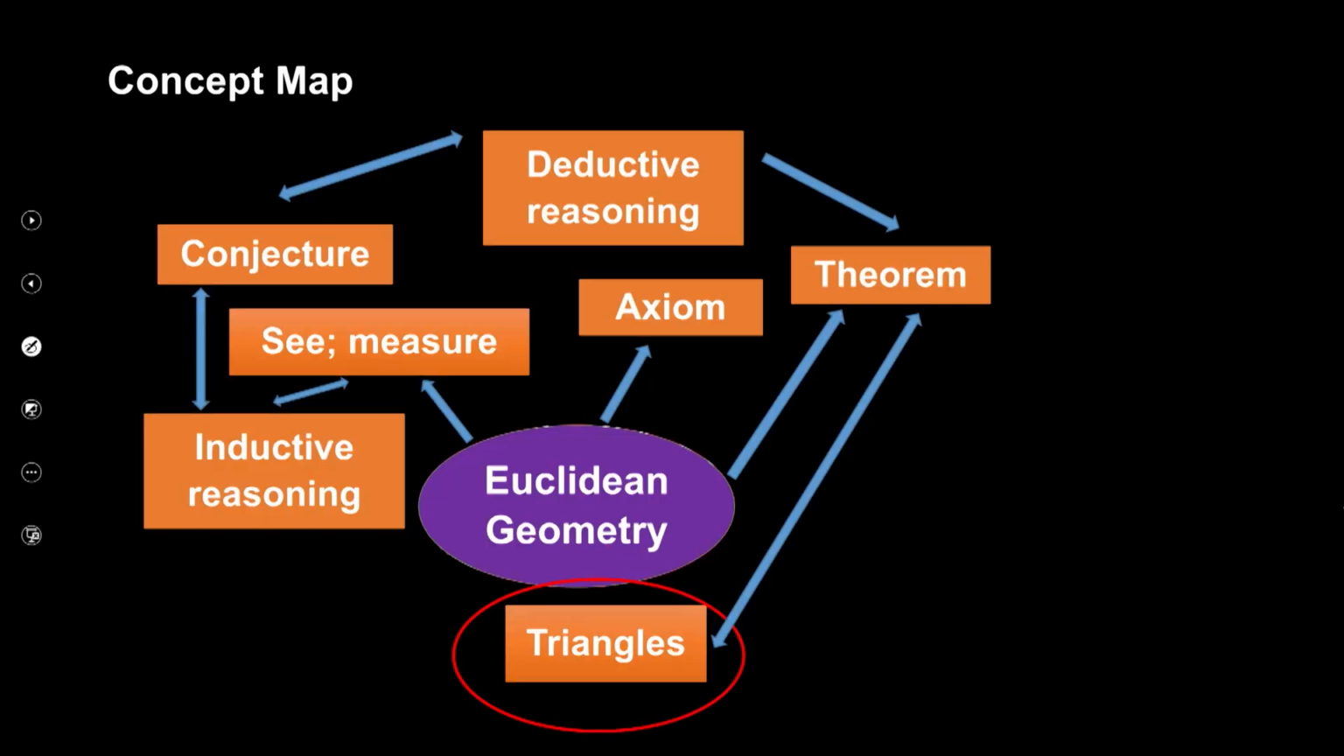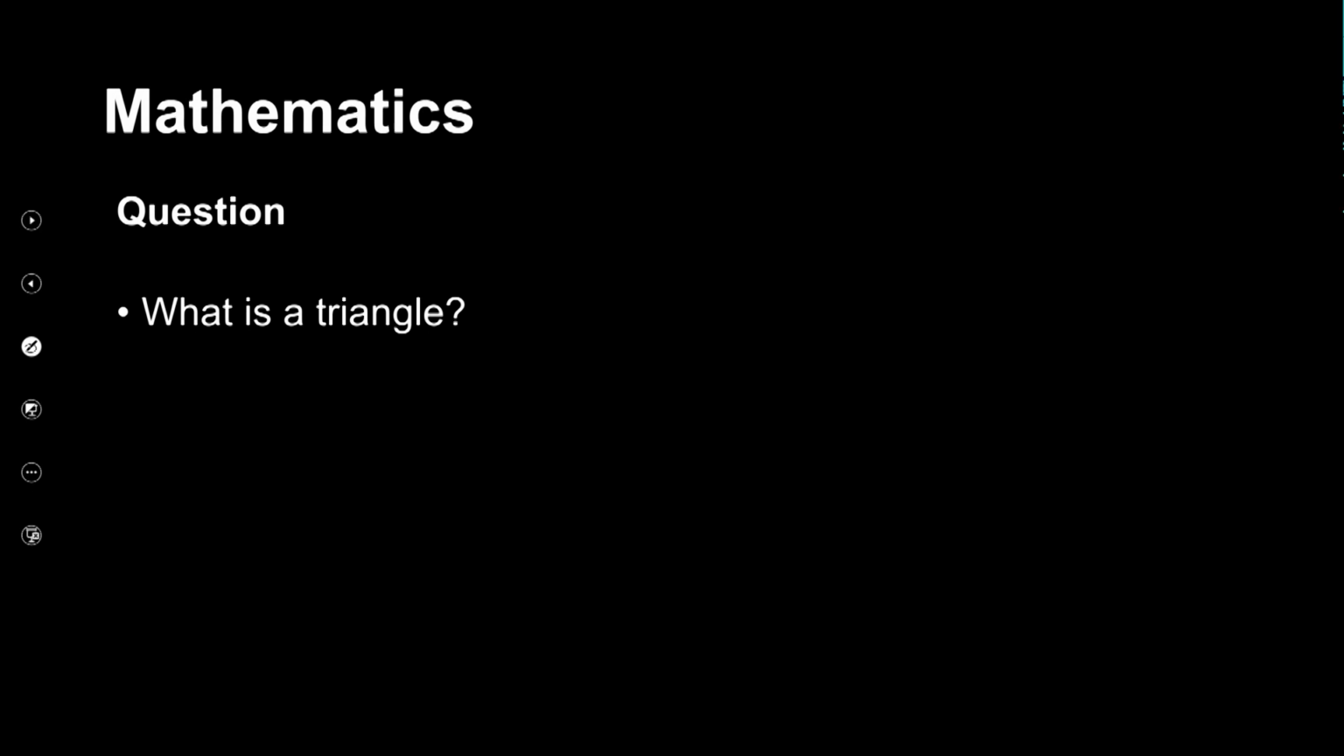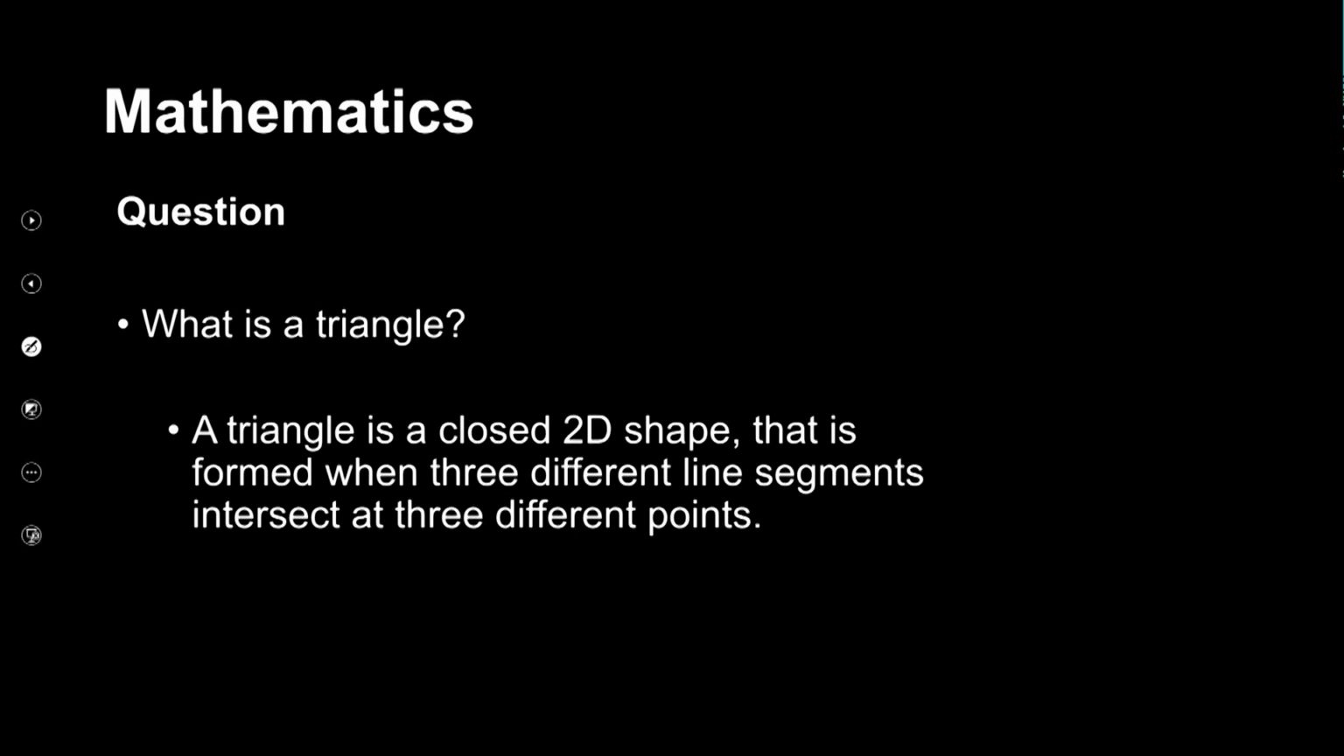So let's start by asking ourselves, what is a triangle, right? As I said, a triangle, we know this is a closed 2D shape. Why 2D? Because this is a flat shape. That's what it simply means, right? A 2D shape is a flat shape that is formed when 3 different line segments intersect at 3 different points.